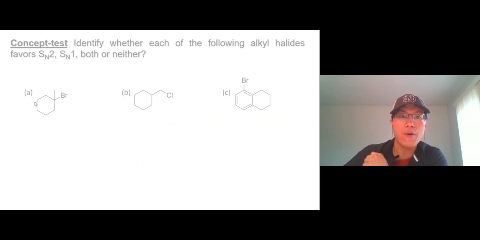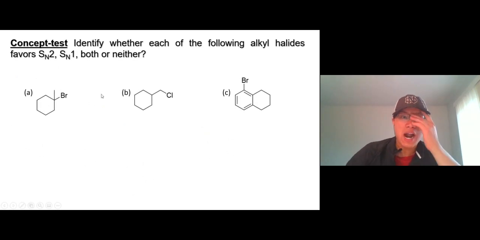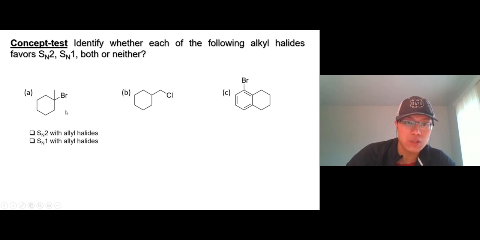Now, if you want to do a substitution reaction with these, which one will go better, SN1 or SN2? Look at A right here. Start with SN2. Can it go SN2? It's a tertiary alkyl halide. No, this is the worst substrate for an SN2 reaction. Tertiary blocks backside attack, too highly sterically hindered. SN1, yes, a good substrate for SN1. When bromine leaves, it leaves a tertiary carbocation, which is good for SN1. Good, that's A.